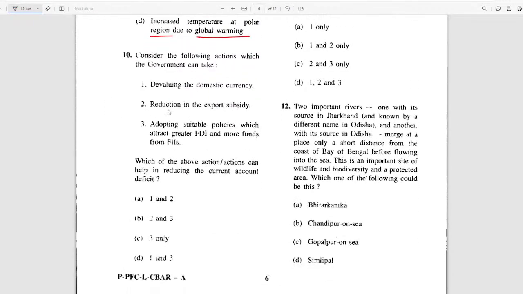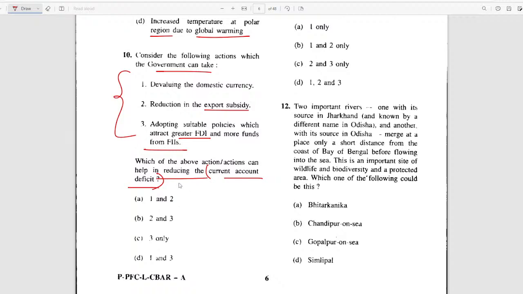The next question is the 10th question. Consider the following actions which the government can take. One is devaluing the domestic currency, reduction in export subsidy, adopting suitable policies which attract greater FDI and more funds from FIIs. Which of the following actions can help in reducing current account deficit? See, again, this question is about current account deficit and how you can decrease the current account deficit.